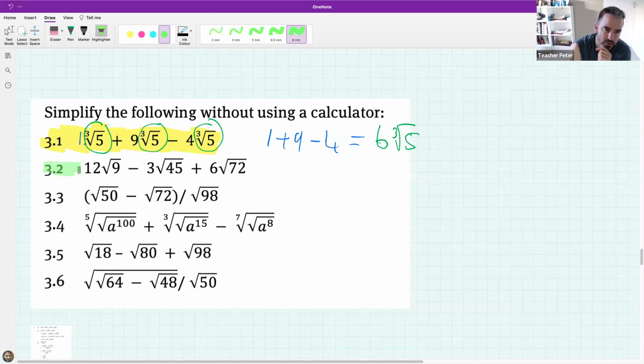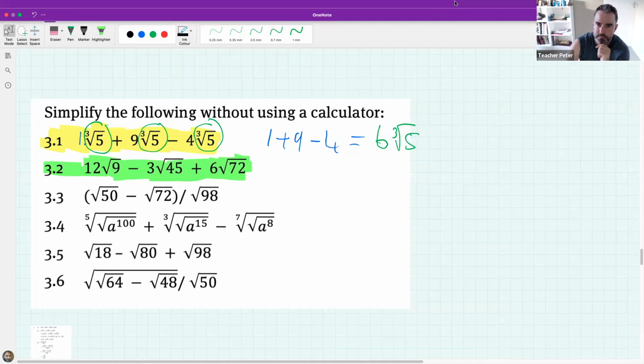Okay, can you do 3.2 for me now? Try and do 3.2. So that wasn't hard. You just had to understand the fact that the like term was the cube root of 5. See if you can do 3.2.